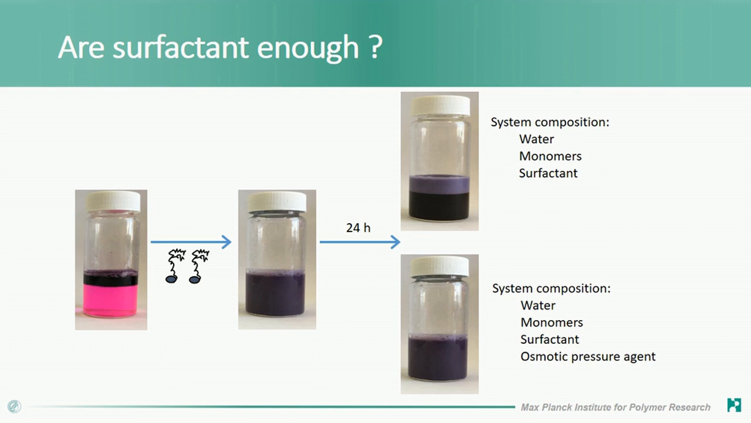So is the addition of a surfactant enough? If I just mix water, monomer and surfactant, my sample after one day doesn't look that great. The problem that we have to overcome now is called Ostwald ripening. It's due to the diffusion of the monomer through the continuous phase.